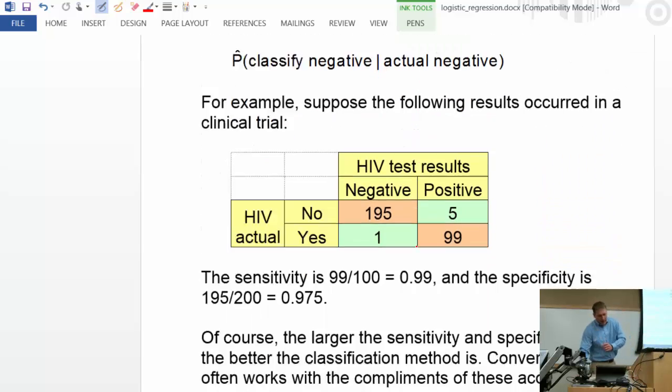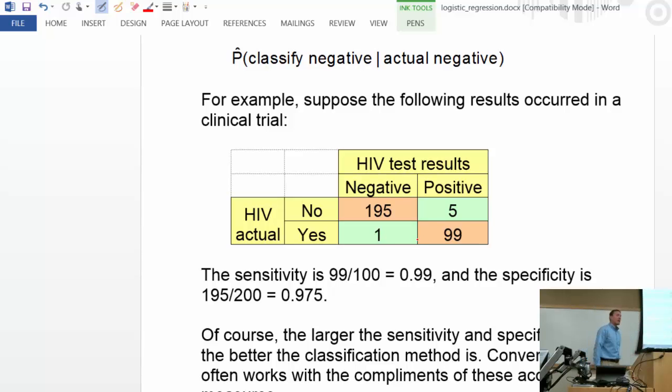So, for example, here maybe are the results of the particular clinical trial in question. In this clinical trial, there were 100 people that were truly HIV negative. I'm sorry, 200 people. And there were 100 people that were truly HIV positive. So obviously this probably wasn't a random sample. It was conducted in the United States.